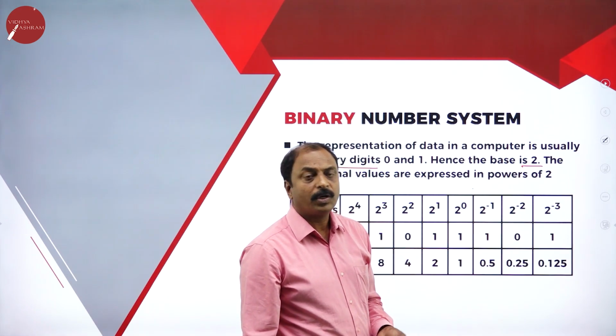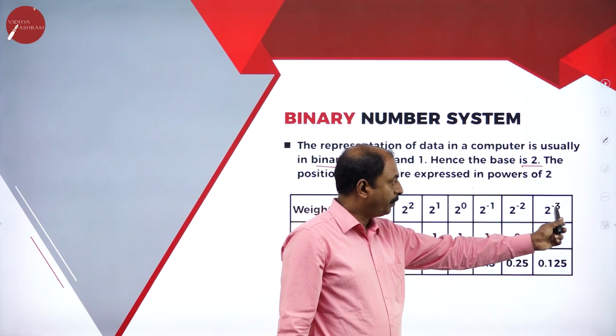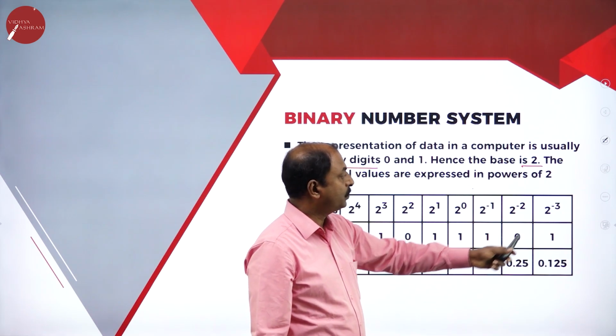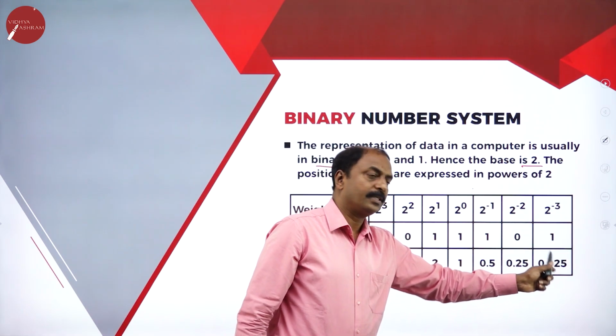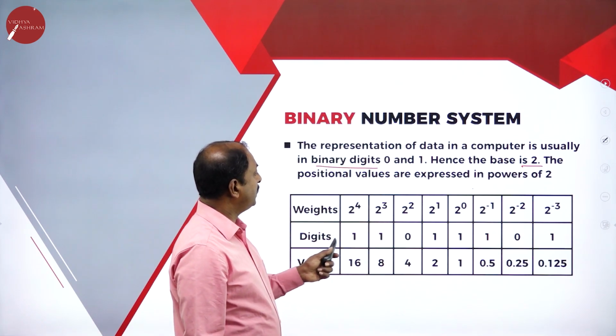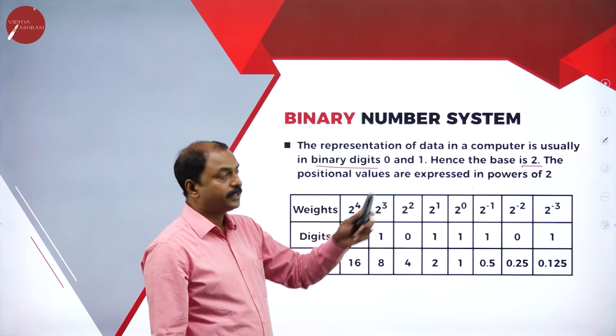Nothing but 2 to the power of 1 by 4. And 2 to the power of minus 3 means 8, that is 1 by 8. So if you multiply this, you will get these values. So this is how we represent the digits in binary number system.